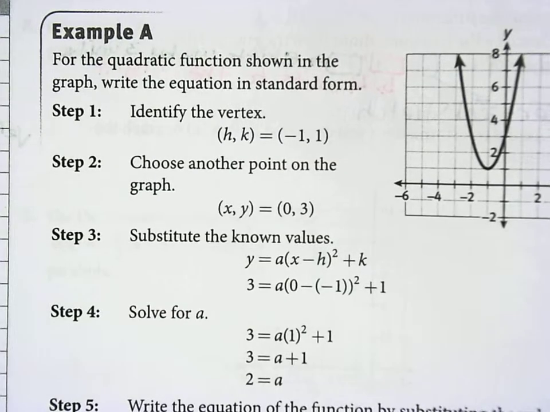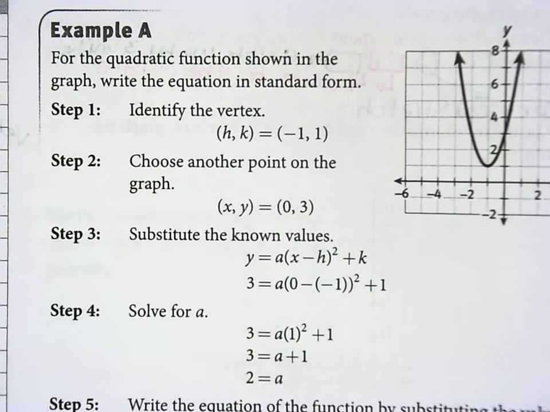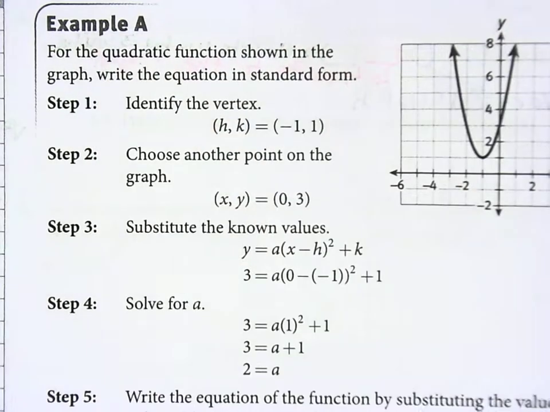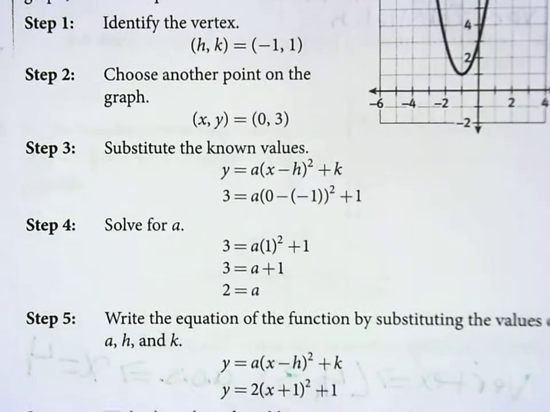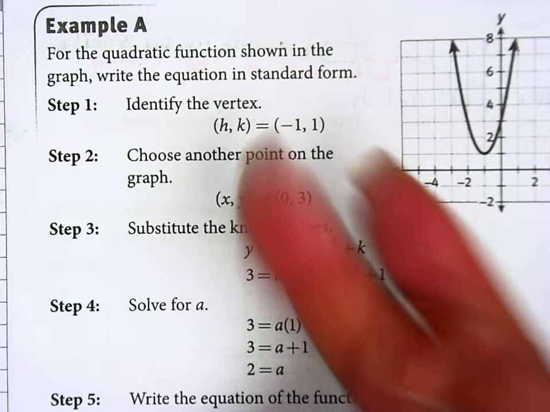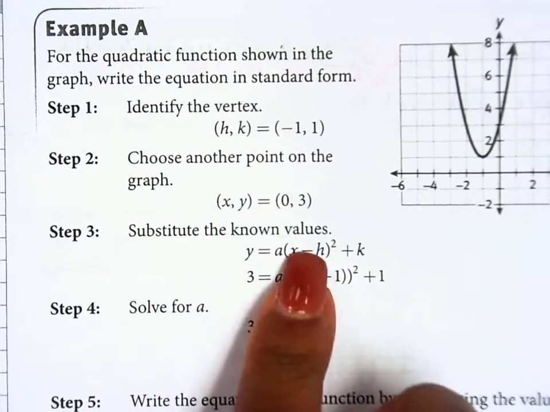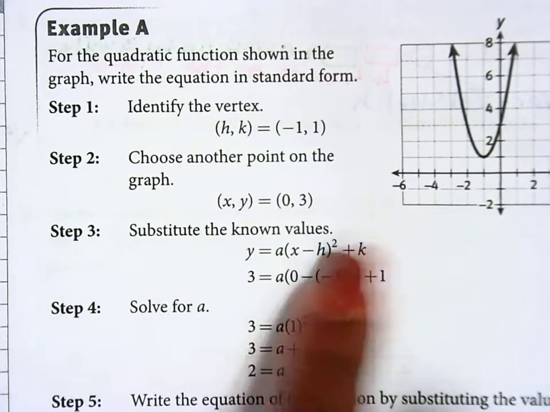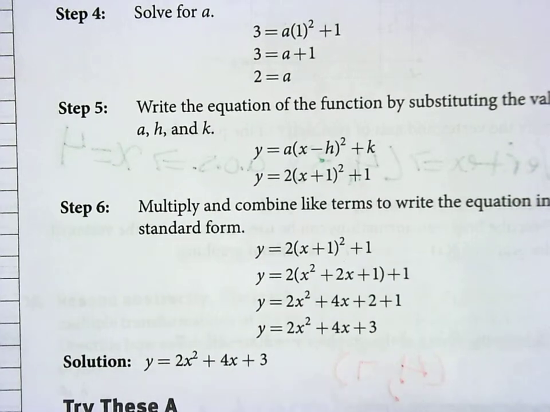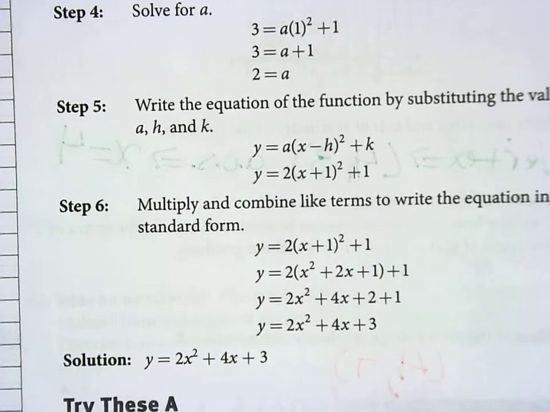Now guys, we're given a graph. We want to write the quadratic function for it. Here is an example step by step telling you exactly what to do. Basically you have to have the vertex and you're going to choose another point, because we're going to use the vertex form to create the quadratic equation for the graphs. I said function because it's already a quadratic function.